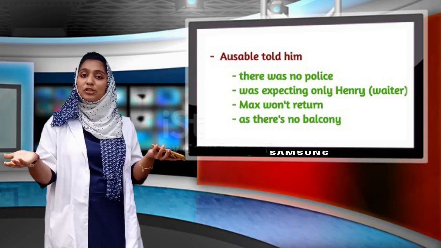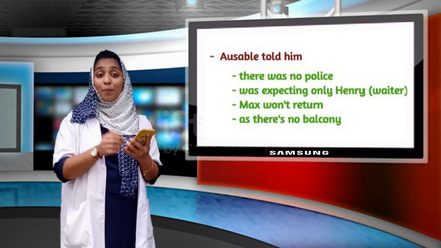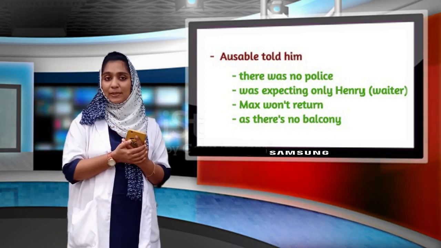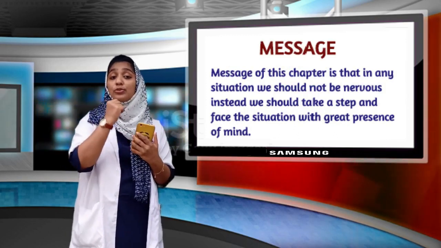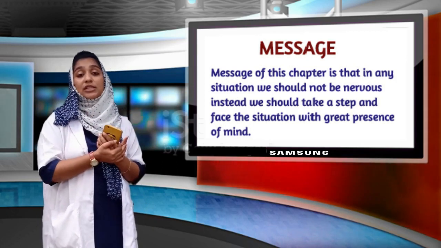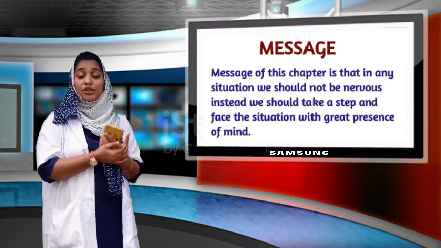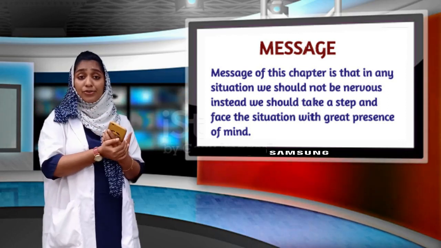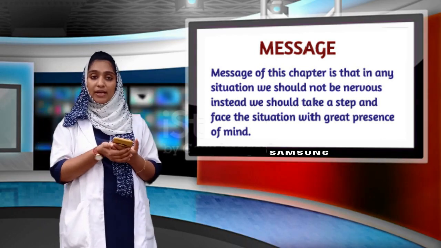And what has happened to Max? Of course, he is dead. I hope you have understood the lesson, isn't it? So what is the message Robert Arthur wants to convey through this lesson? Yes, we should have presence of mind. We should not be frightened. We should not lose concentration. We have to act accordingly with presence of mind.